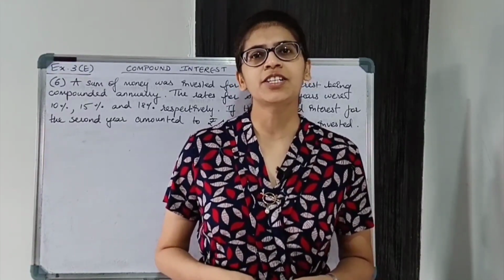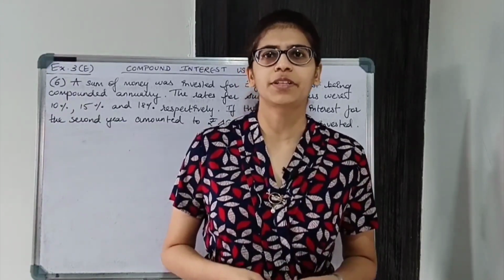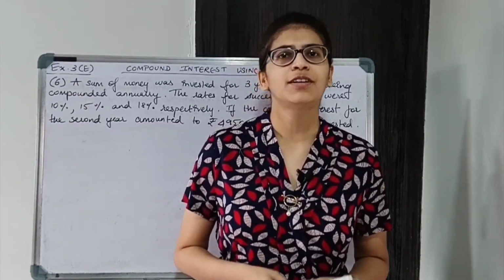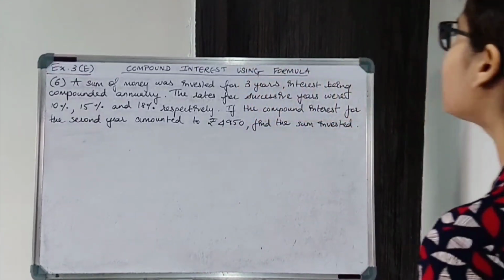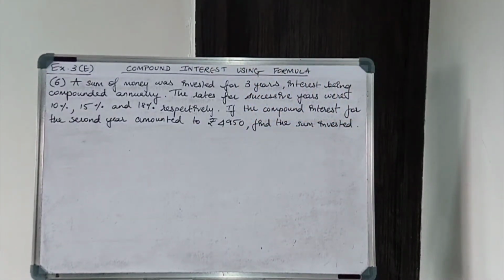In this video, we'll continue with exercise 3E from chapter Compound Interest Using Formula. So starting with question number 6. A sum of money was invested for 3 years, interest being compounded annually. The rates for successive years were 10%, 15% and 18% respectively. If the compound interest for the second year amounted to Rs 4950, find the sum invested.